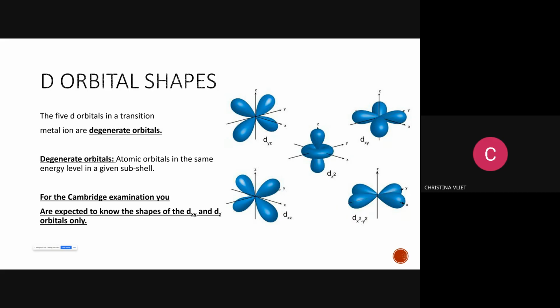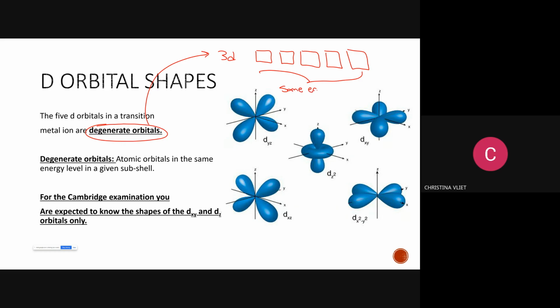First, 5 d orbitals in a transition metal start off as degenerate orbitals. What does that mean? When we've been writing, for example, 3d orbitals, we've been writing them like this, right? We're saying that they have the same energy as each other. Your d orbitals, all 5 of them, have the same energy as each other. This is what we call degenerate: same energy as each other. And so there are 5 d orbitals.